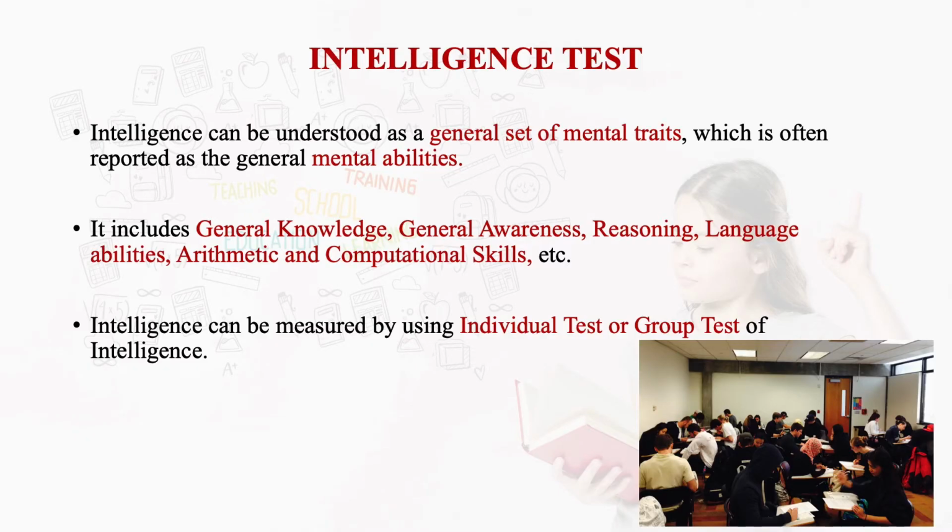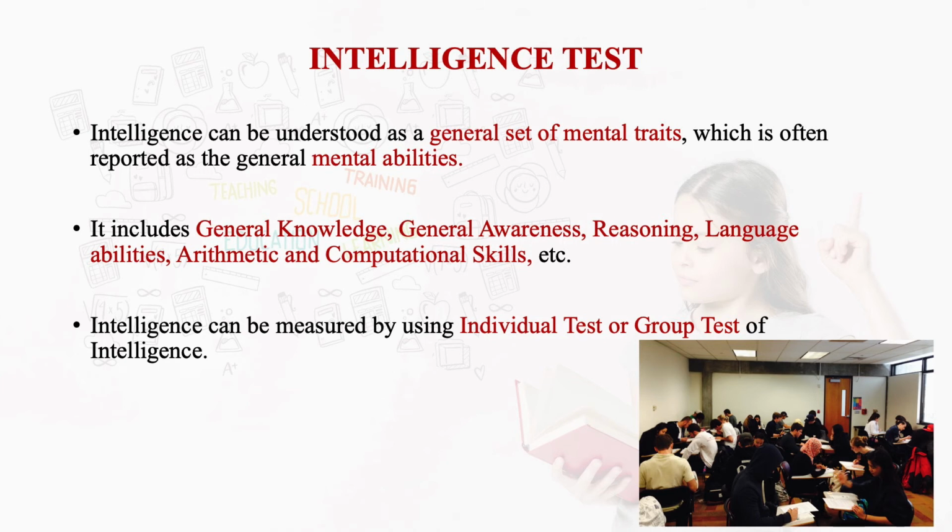In an intelligence test, you will find that the questions are arranged in different components, in different sections, and the questions from different sections may be from general knowledge, general awareness, reasoning ability of the learner, then language ability or language skill, then computational skills, and so on. The performance of the learners in all such areas will determine the general mental ability of the learners, and we can measure intelligence of the learners.